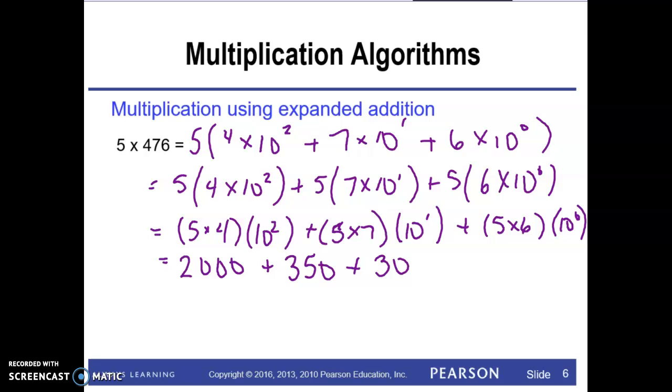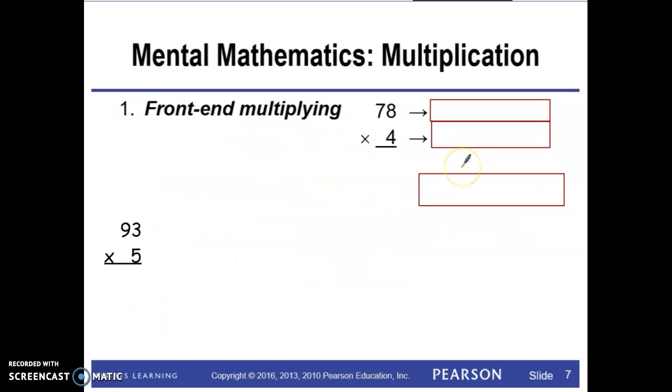Okay, so now let's add those together. 2,000 plus 350. I'm just going to use order of operations here. Adding the first two will give me 2,350. And if I add that to 30, I'm going to end up with 2,380.